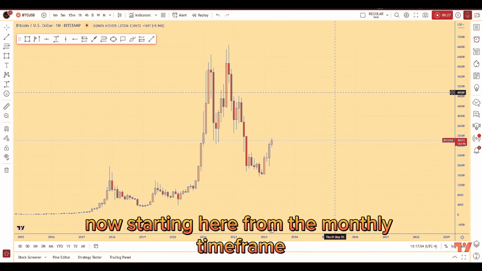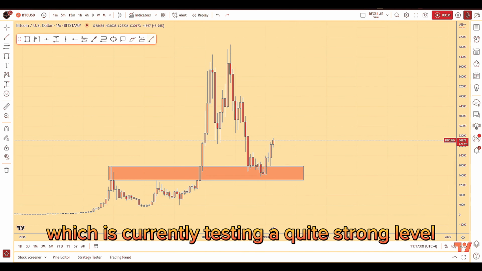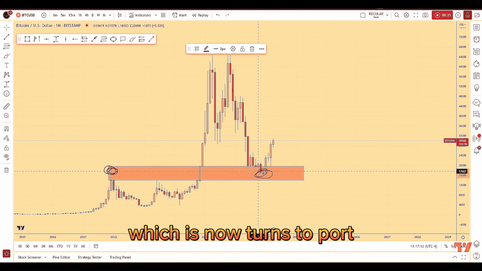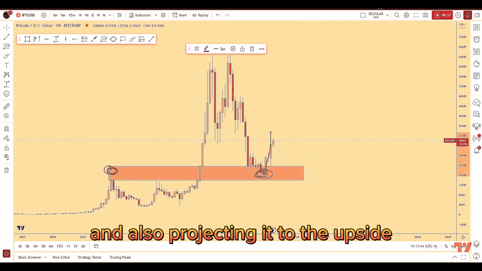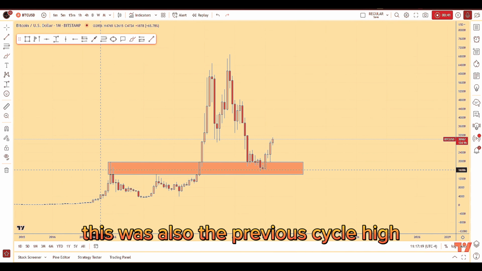Now, starting here from the monthly time frame, what we can see is that we have a market which is currently testing a quite strong level of previous monthly resistance, which has now turned support and also rejecting it to the upside. Now, if we look at the macro movements here on the chart, we can also see this was also the previous cycle high.